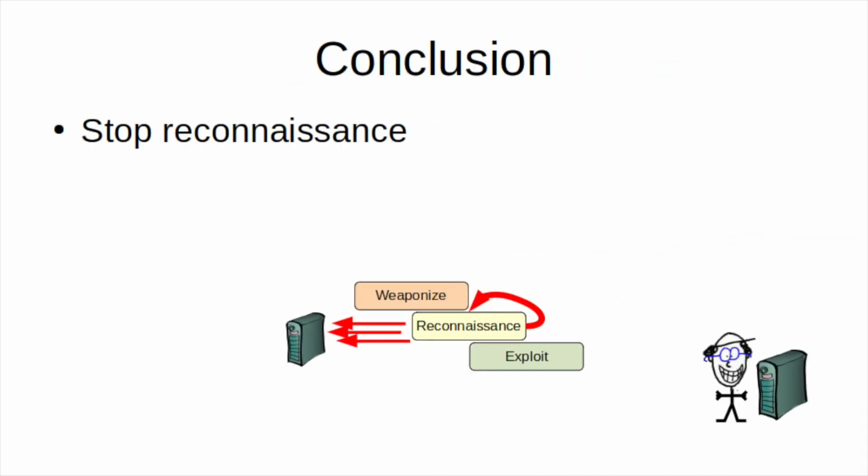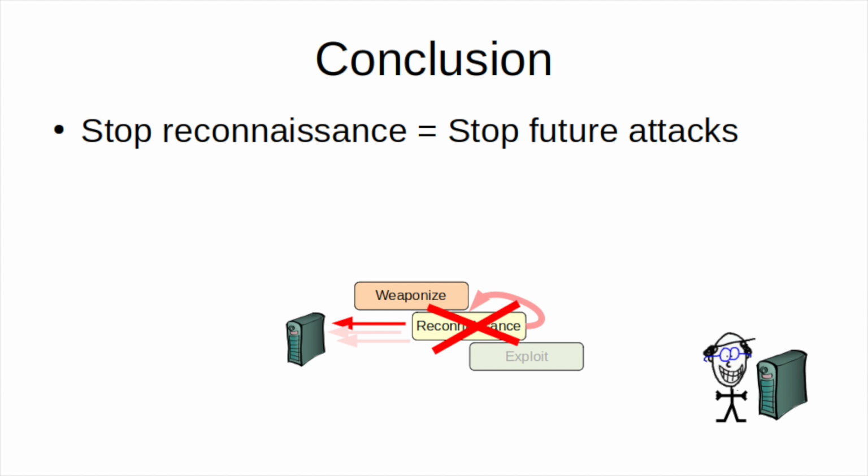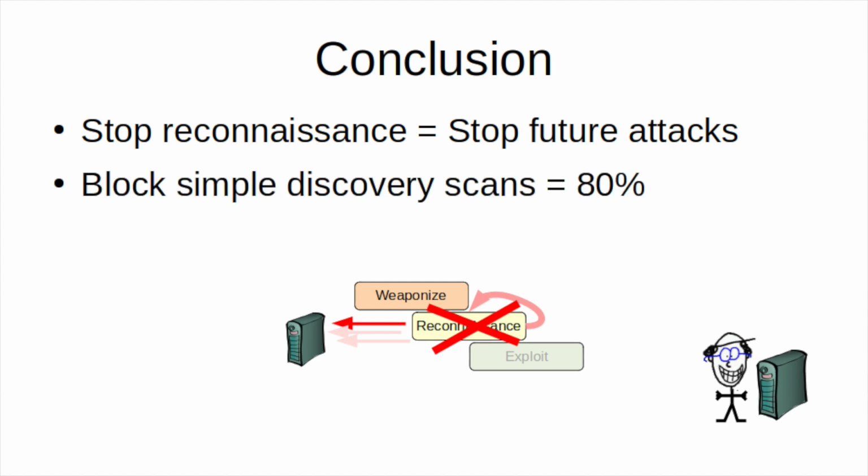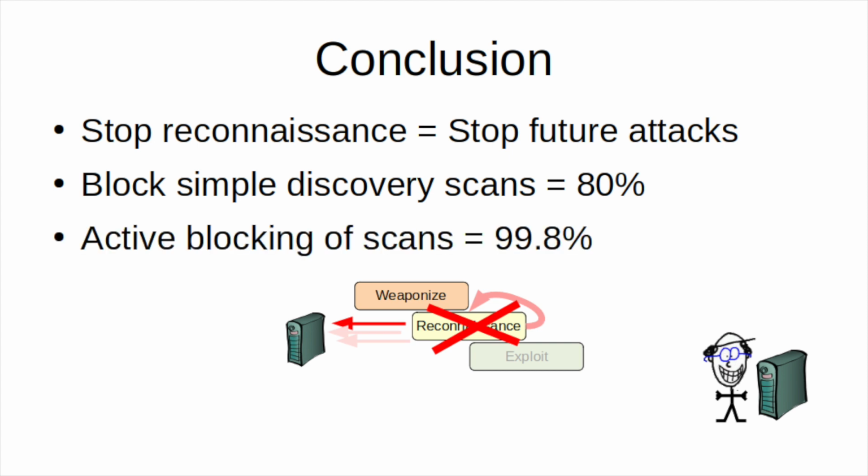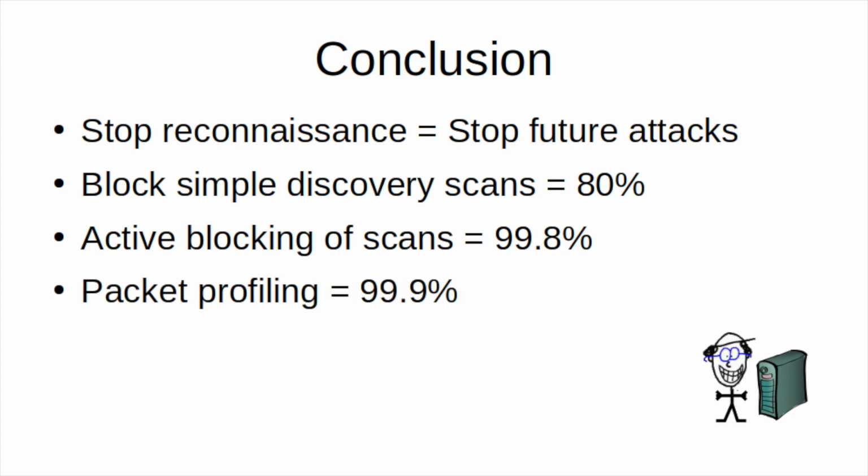In this video series, I've shown that it is very feasible to detect reconnaissance scans and stop attacks before they happen. By blocking simple discovery scans, I can reduce the number of attacks by 80%. With active blocking, I can reduce it to 99.8%. And early packet detection can reduce it by another 50% to 99.9%, which is incredible.